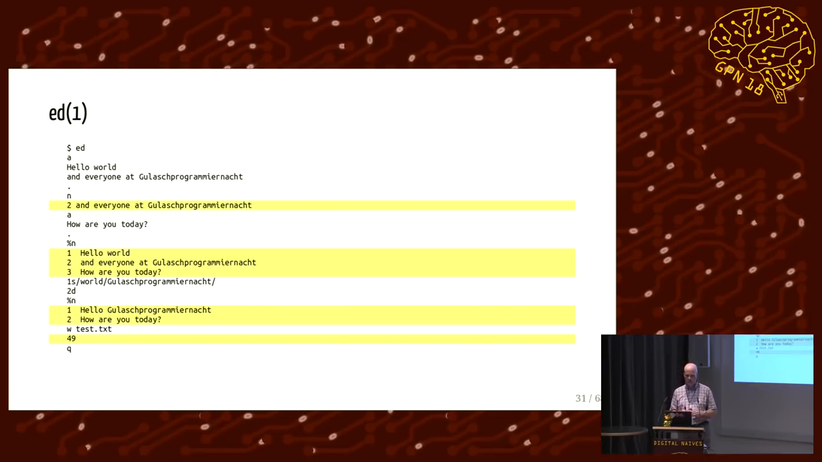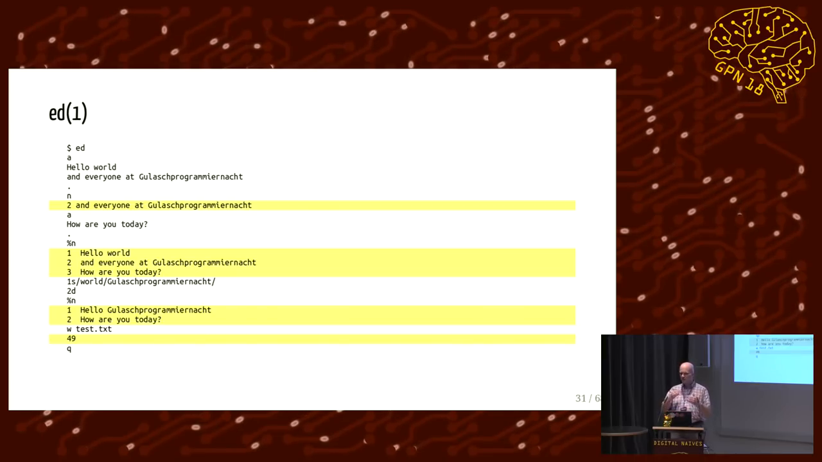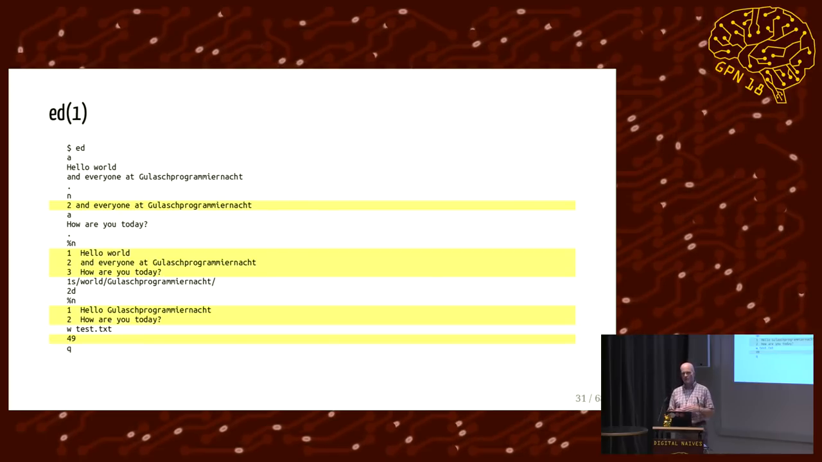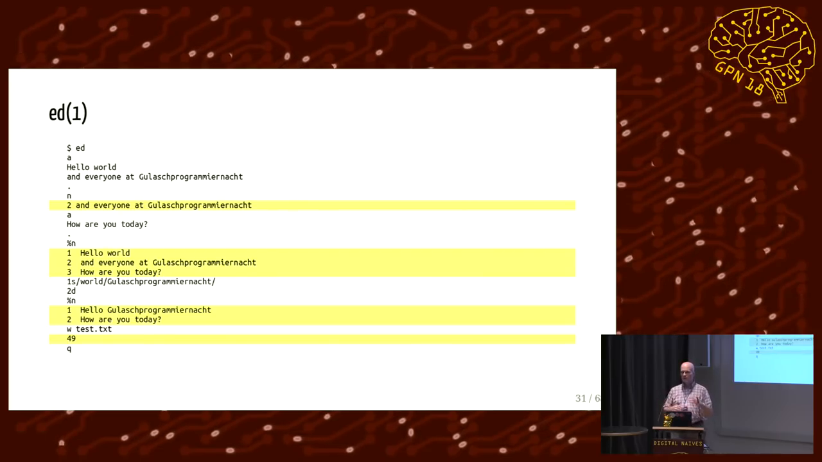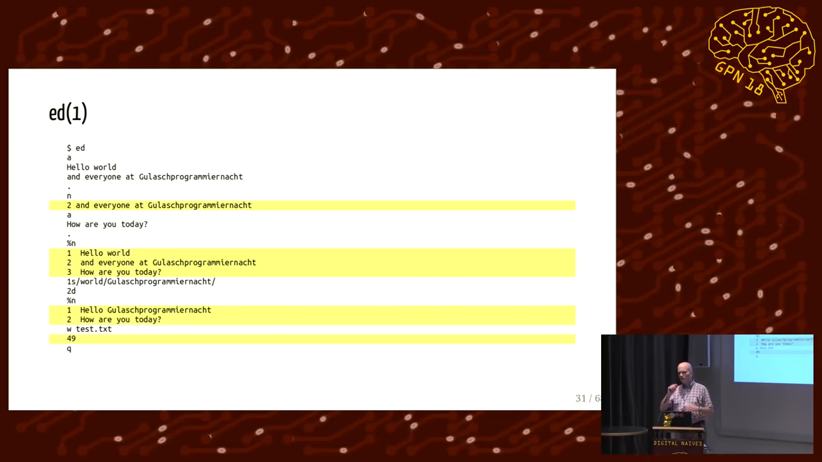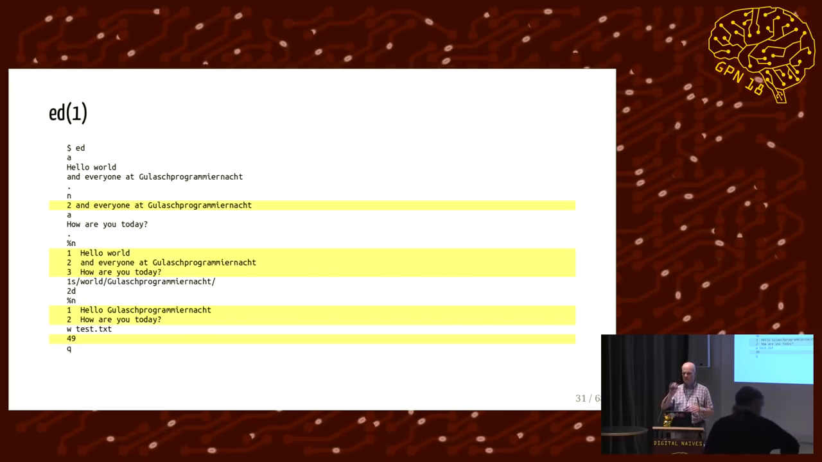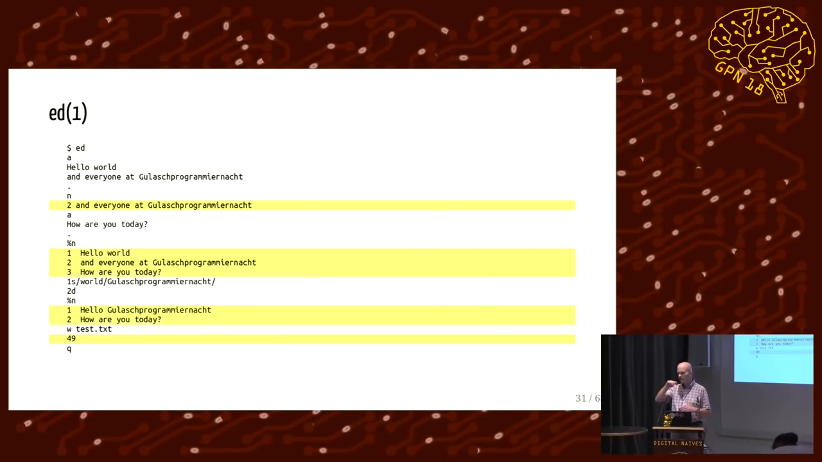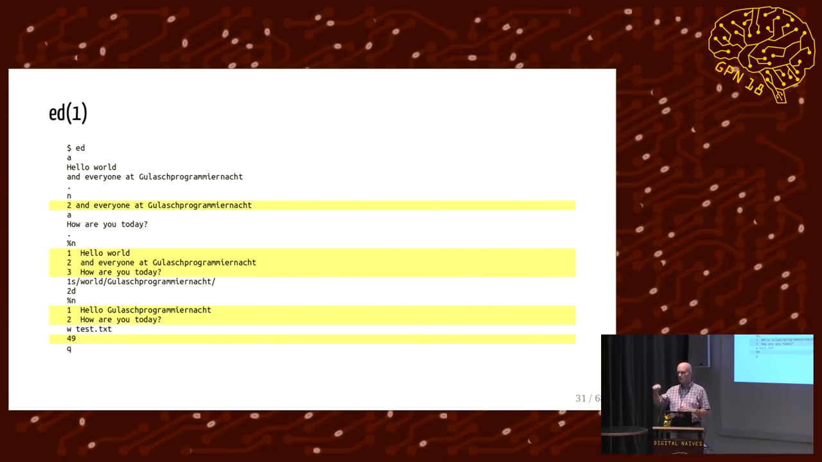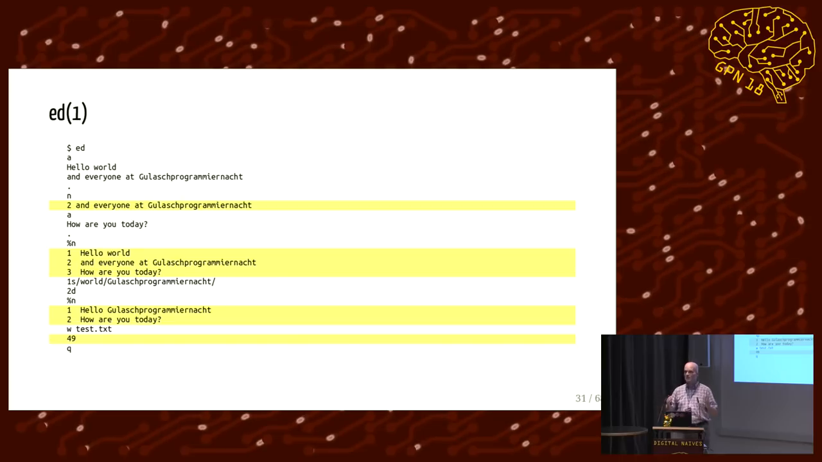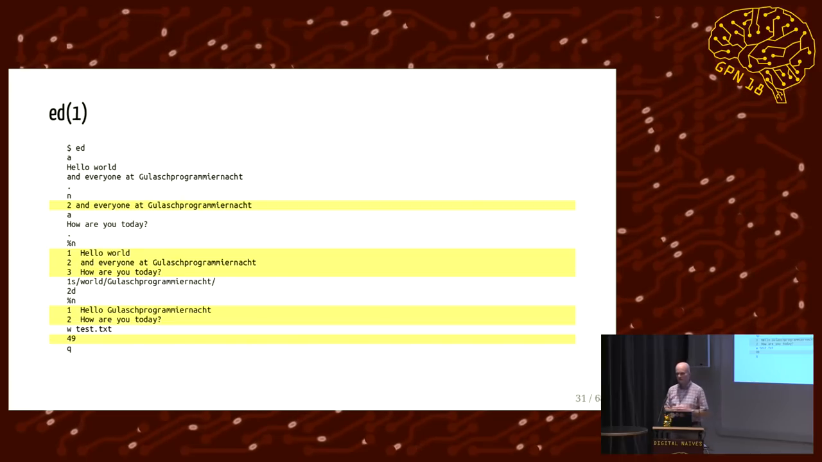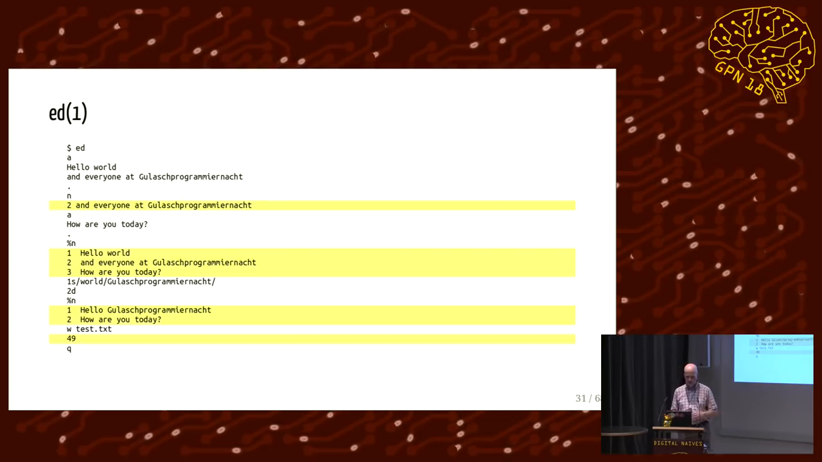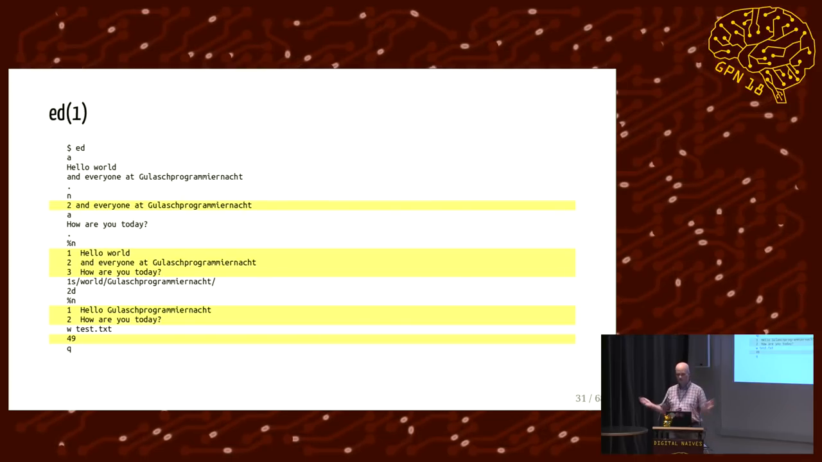And if you see this command with the substitute, replacing world with Gulasch Programmiernacht, there were also commands that acted on the whole file, so with regular expressions. For example, you could tell, I want globally in the whole file, print everything where this regular expression matches. And it is g/re/p, like a regular expression, and this is where the word grep comes from. It comes from the ed editor. So at the end, we just write it to the file. It writes 49 bytes, quit, and that's all.